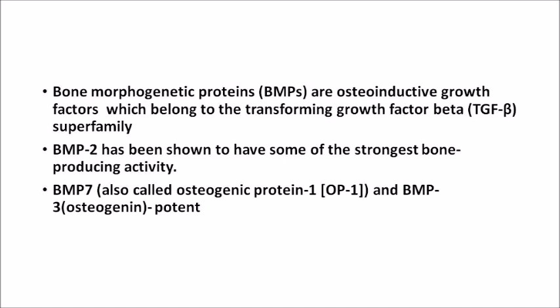Similarly, BMP 7 is known as the osteogenic protein. Osteogenic means bone producing. Osteogenic protein 1. So BMP 7 is known as OP1. And BMP 3 is simply known as osteogenin. This is also a very potent BMP. So 2, 3 and 7 are very important for us. And remember that 7 is known as OP1 or osteogenic protein 1.